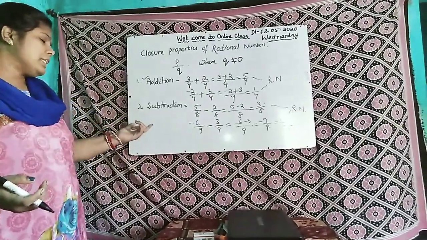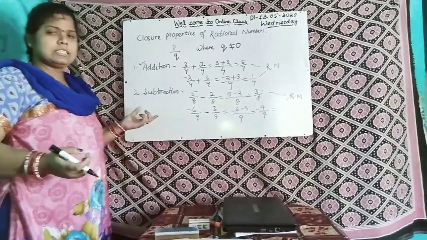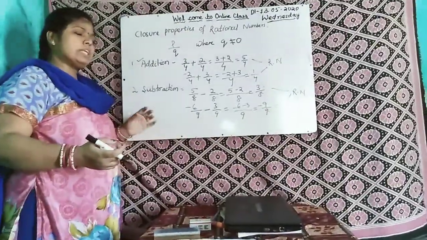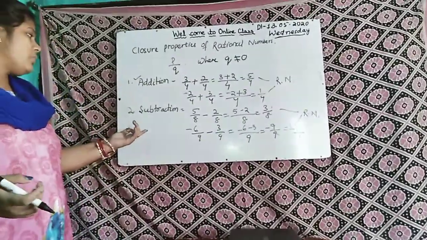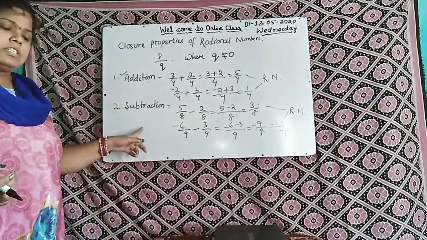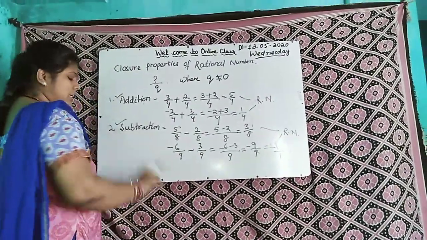So we say that rational numbers are closed under subtraction. That means after subtracting two rational numbers we also get another rational number. So here we say that rational numbers are closed under subtraction. Then next, so it is also right.